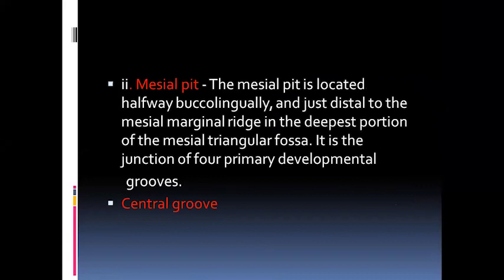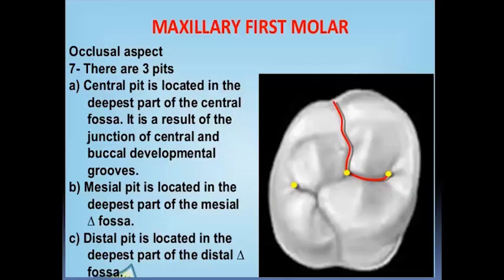Mesial pit. The mesial pit is located halfway buccolingually and just distal to the mesial marginal ridge in the deepest portion of the mesial triangular fossa. It is the junction of four primary developmental grooves. In the mesial pit, four primary developmental grooves are attached. Number one is the central groove. This is the mesial pit.